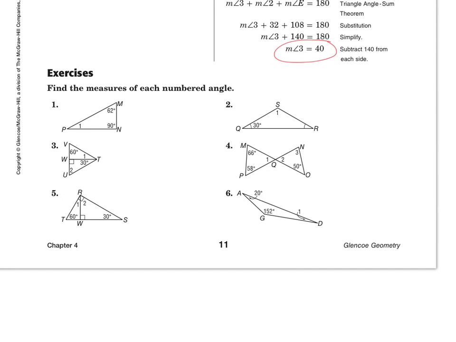For your first assignment then, you're going to complete numbers 1 through 6 on the first side of the study guide.